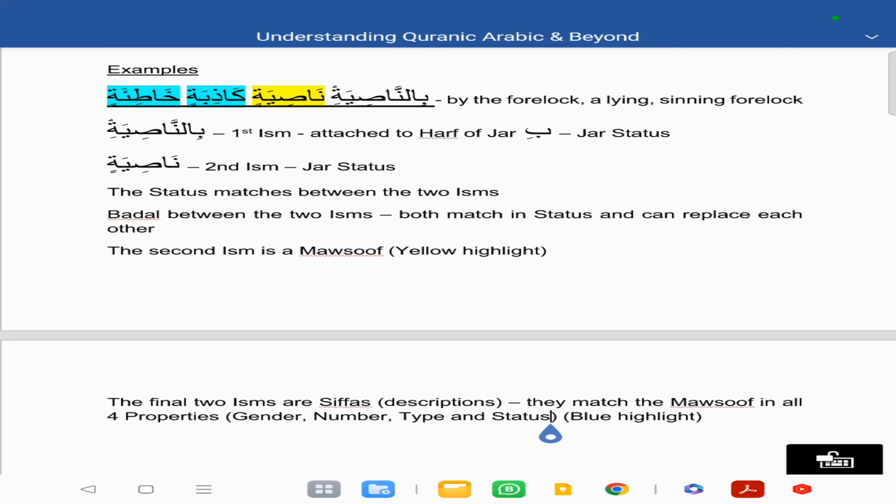So the badl between the two isms both match in status and can replace each other. So the second ism is a mawsuf, which is highlighted in yellow, and the final two isms at the end of this example are both sifas, meaning they're descriptive words. They match the mawsuf in all four properties: gender, number, type, and status, and is highlighted in blue.